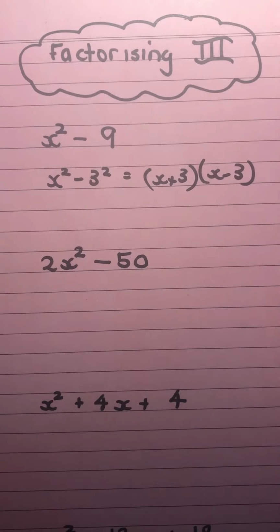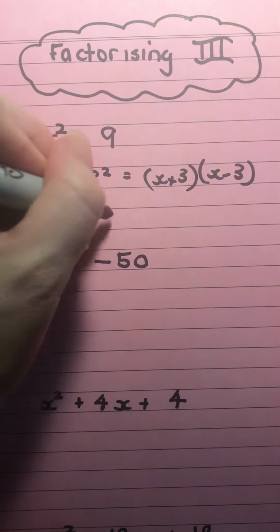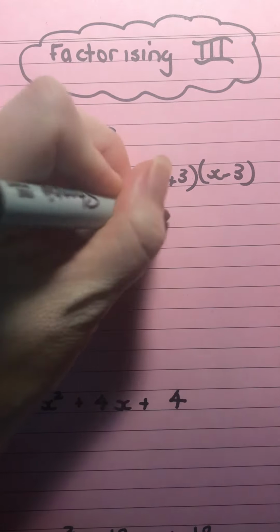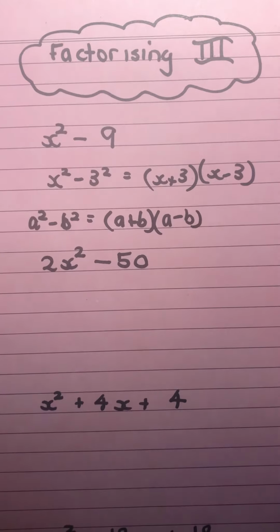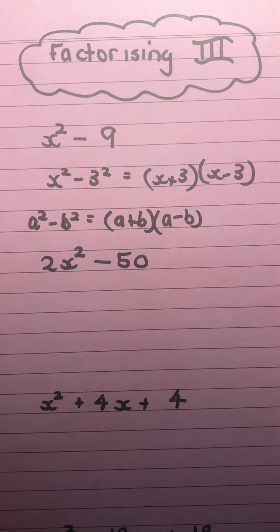Because our pattern for difference of two squares is a squared minus b squared is equal to a plus b, a minus b. So knowing that pattern, we're looking for two things that are squared, that are being taken away. That's the difference part. And then we identify which are the two items being squared, and that goes into our brackets with 1 plus and 1 minus.